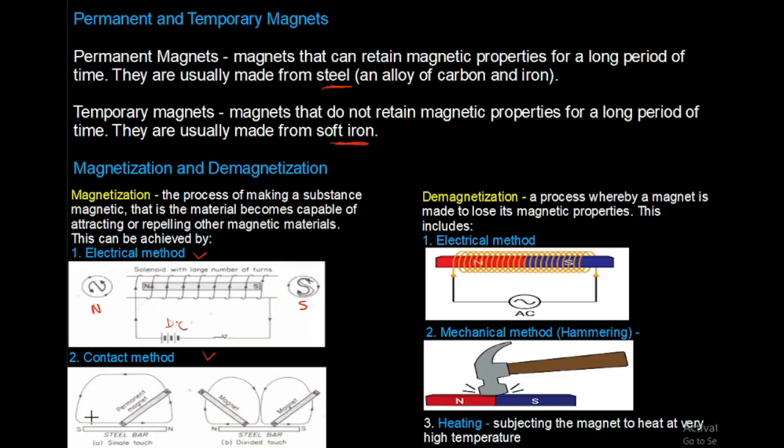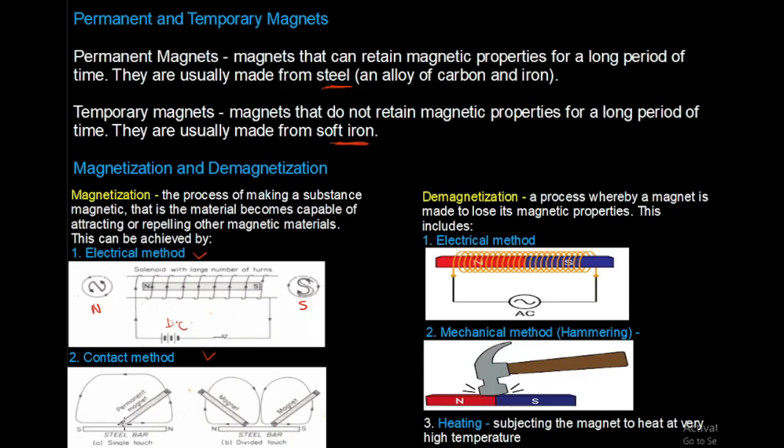For the single touch, we use just one bar magnet to stroke our specimen. In this case, the specimen is the steel bar. We stroke it in a particular way, and this is how it's being stroked. You just stroke it on the specimen. After a particular period of time, the specimen becomes a magnet. Now this one is very simple. To know the polarity is very simple.